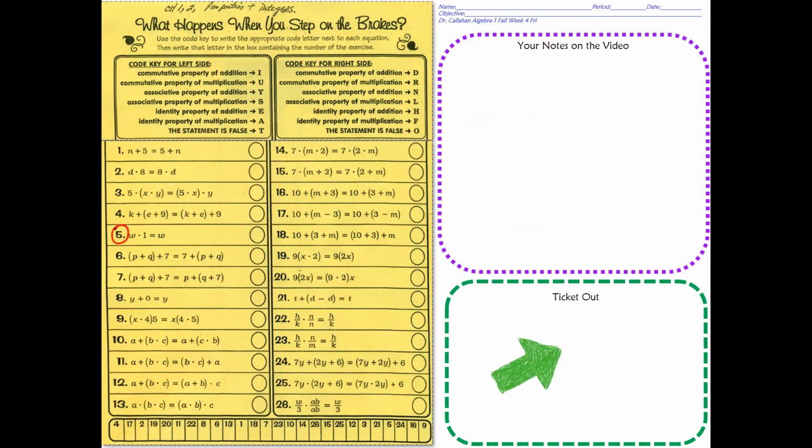Number 5, automatically when I look at this, it's identical. So I know that this is going to be identity. So looking at my answers, which one here is identity? Identity property of addition, identity property of multiplication. Since this is multiplied, it will be A. That's number 5. So I'm going to look for number 4 on the bottom. And I see it right here. That will be A.